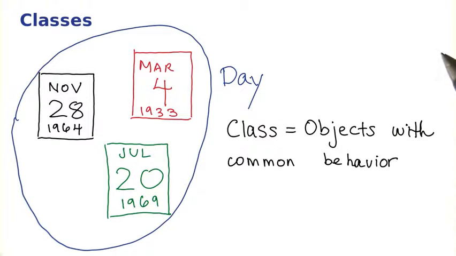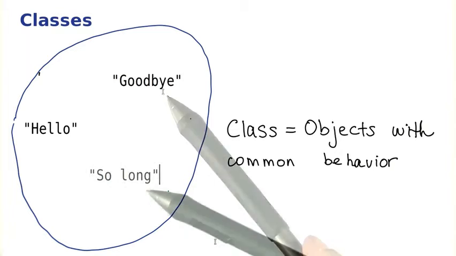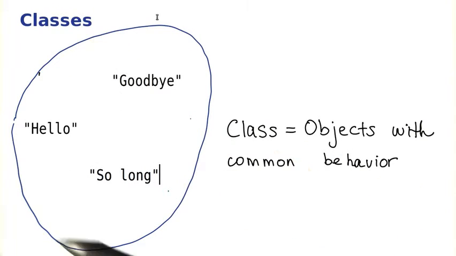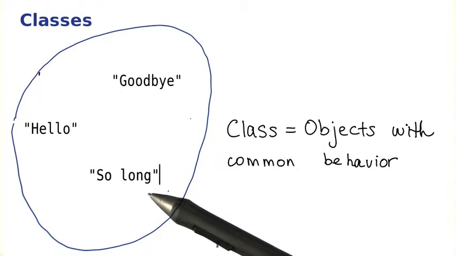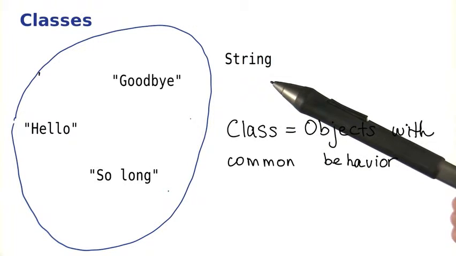Let me give you another example of a class. Here is a string object, and another, and another. All these string objects have something in common. They all have the same behavior. And in Java, the string class defines what that common behavior is. You will learn a lot more about the string class in this lesson.